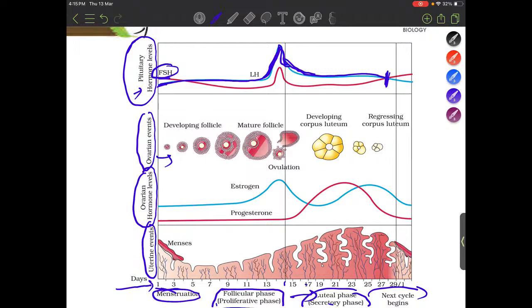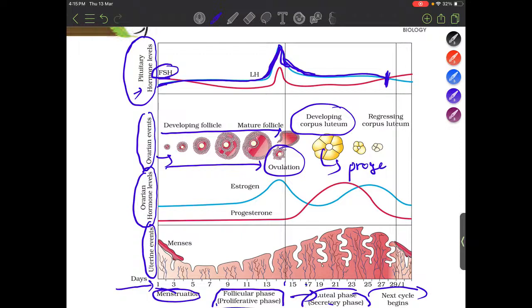And these are ovarian events. So from day 1 to day 14 follicles develop, and on the 14th day ovulation occurs. After ovulation the corpus luteum develops, and this corpus luteum secretes what? Progesterone. This progesterone hormone maintains the uterine wall, but if a sperm is not available, then this corpus luteum degenerates.